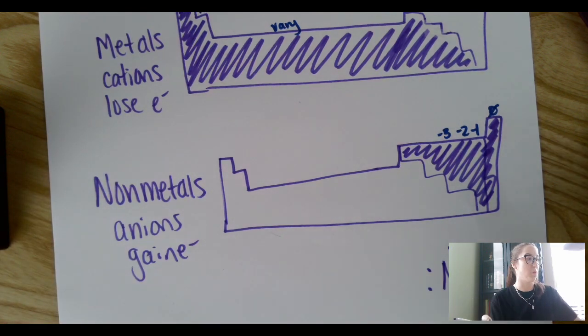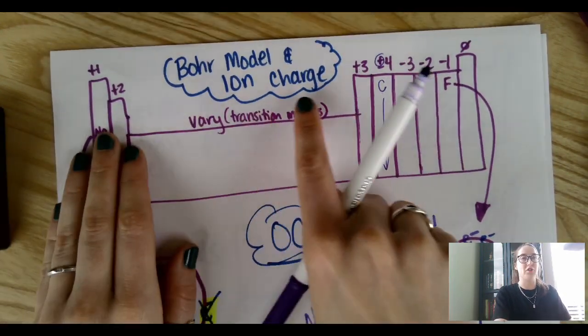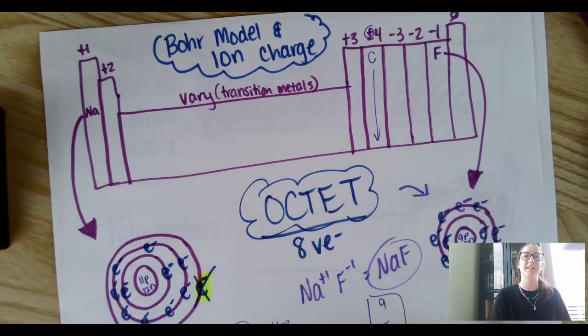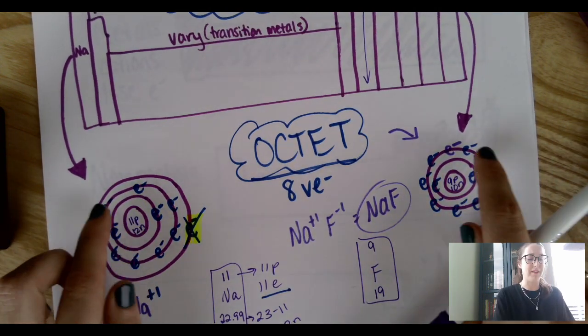But there you go. That is why the elements have the ion charges that they do when it comes to octets and understanding their Bohr models at the atomic level.